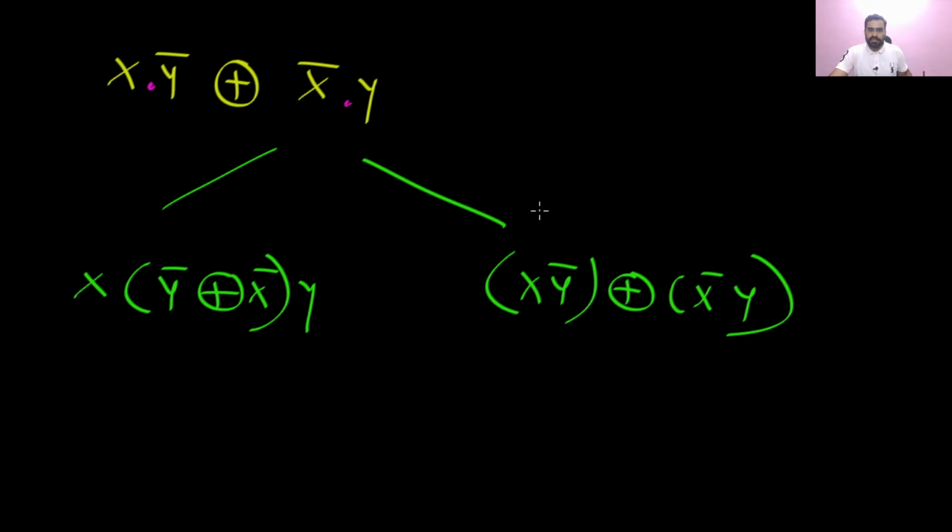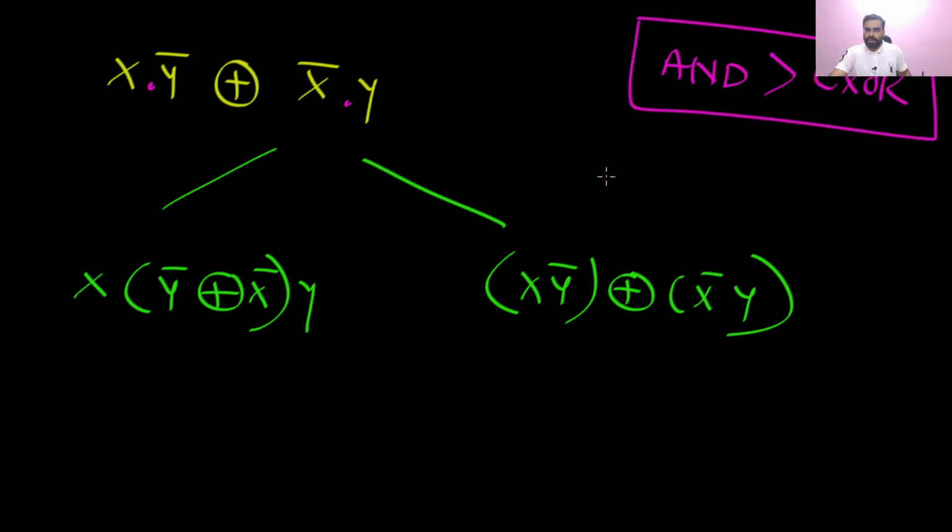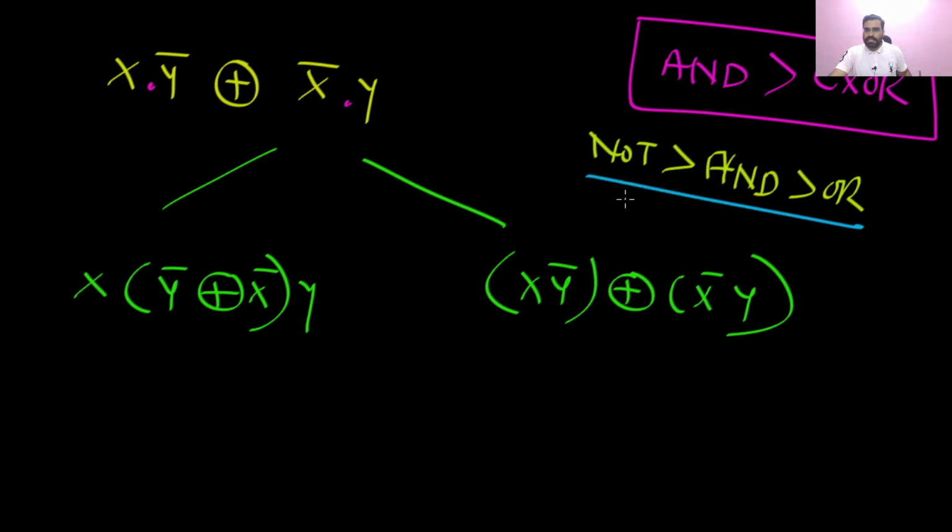So there is an and here. We already know that and has more priority than XOR. This is the priority order. You know that negation, the not, has the highest priority, then and, then or. So this is the order basically, and and has more priority than all the other operators.